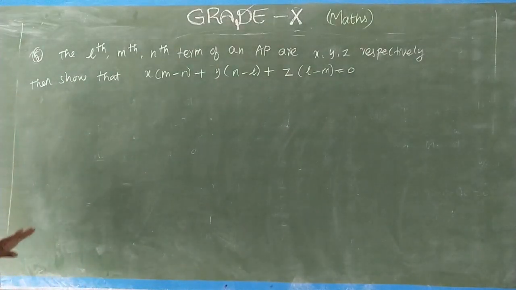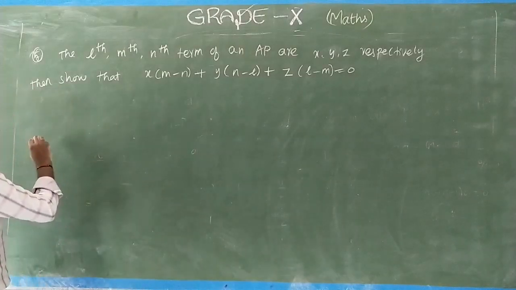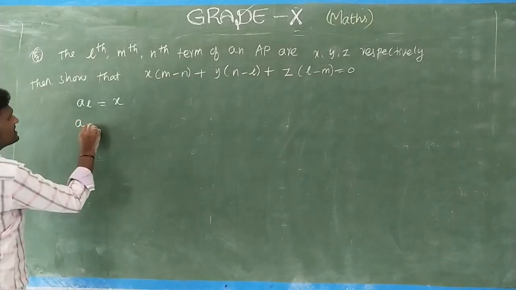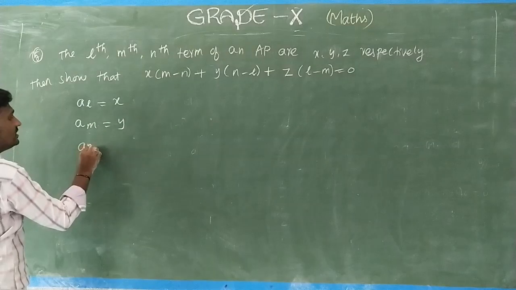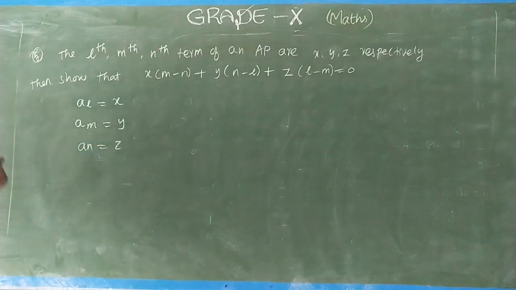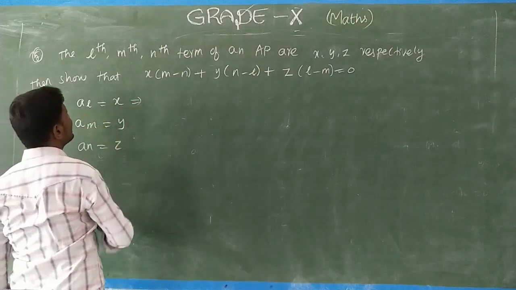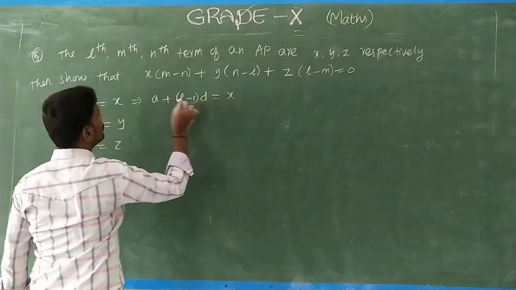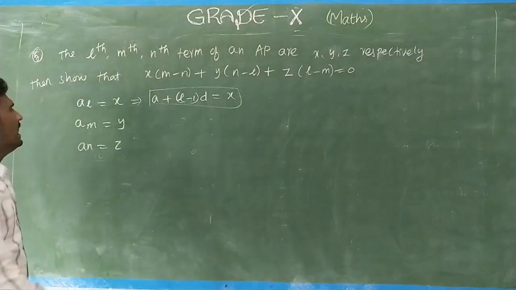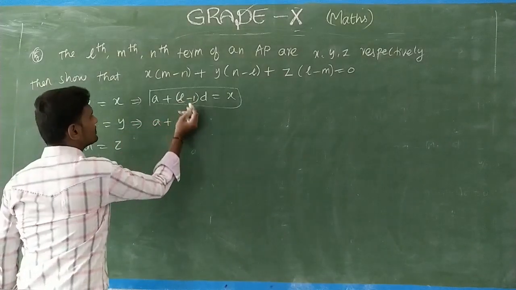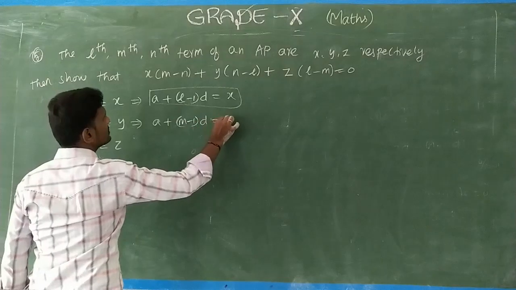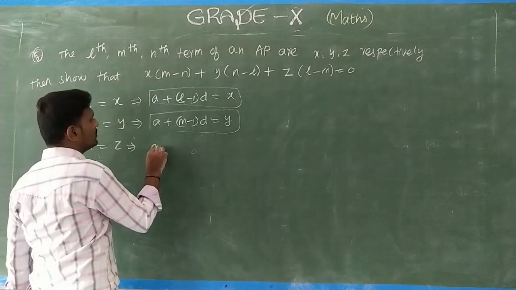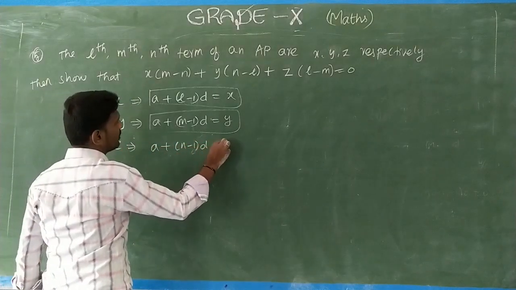I am giving you in creative. See, you have the lth term as x, so that is a_l equal to x, and the mth term a_m equal to y, and the nth term a_n equal to z. Yes, student. Now see, the lth term I am taking a plus (l minus 1) into d, which is equal to x. And next the mth term a plus (m minus 1) into d, which is equal to y. So this is your second. And coming to the third, the nth term a plus (n minus 1) into d equal to z.